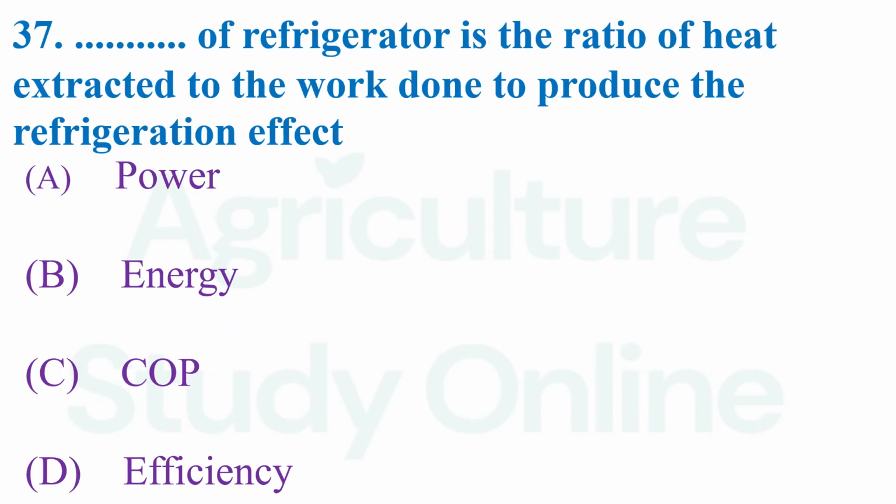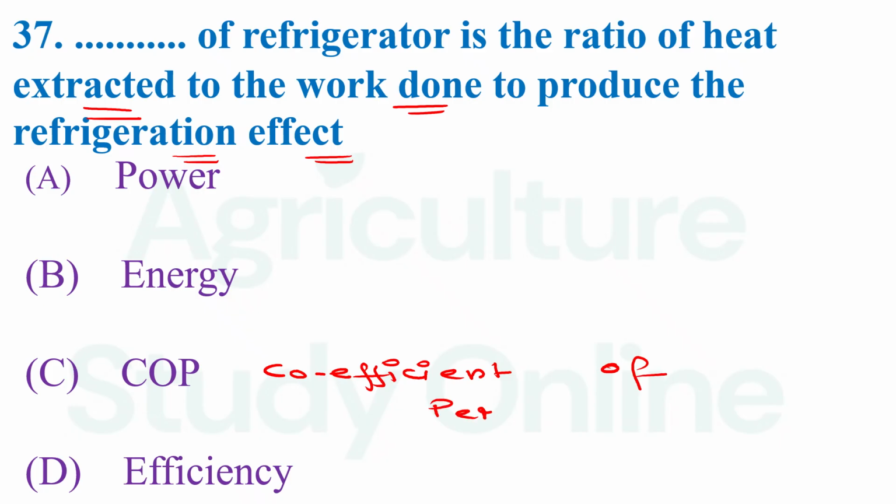Question number 37. Dash of refrigerator is the ratio of heat extracted to the work done to produce the refrigeration effect. Means the ratio of heat extracted to the work done. So it is coefficient of performance. That means heat which is removed from the cold space divided by the work which has been input. Correct option is C.